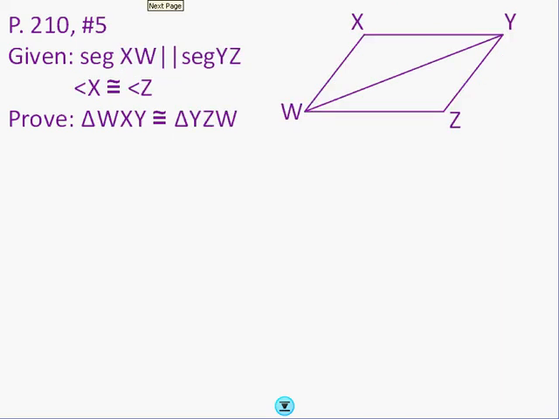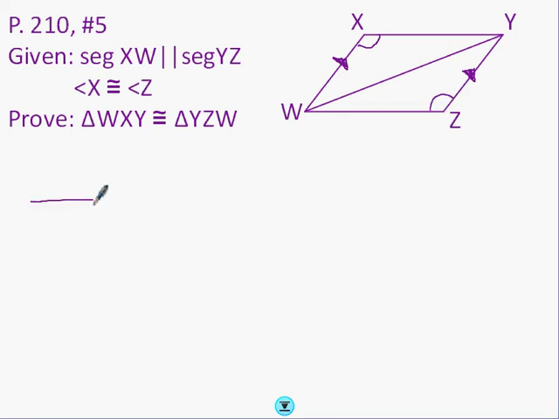Okay, for number 5, we have to prove these two triangles are congruent. We have 4 ways to do it. First thing I'm going to do is write down the information I've been given. Segment XW is parallel to segment YZ. We're also told, they straight out tell us, angle X is congruent to angle Z.